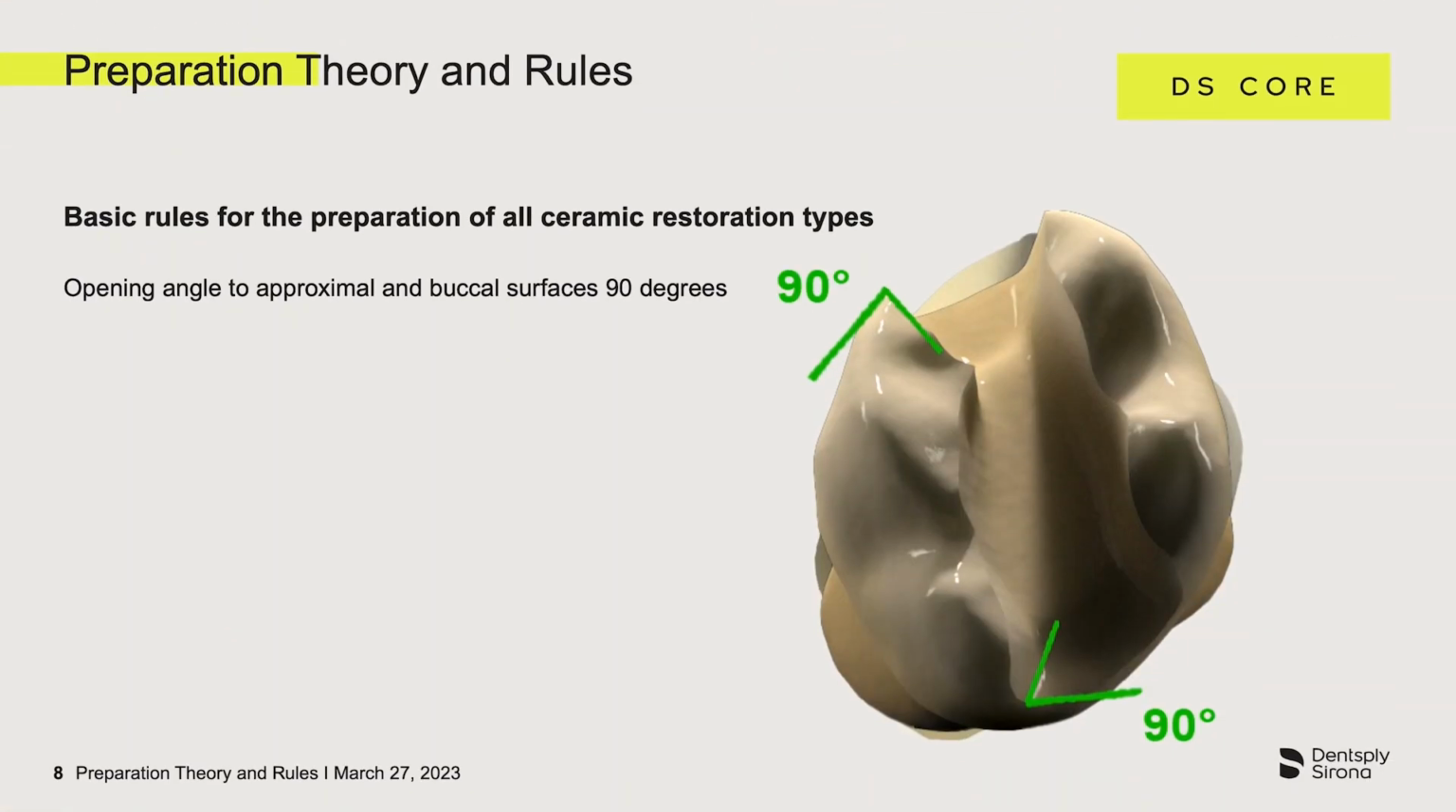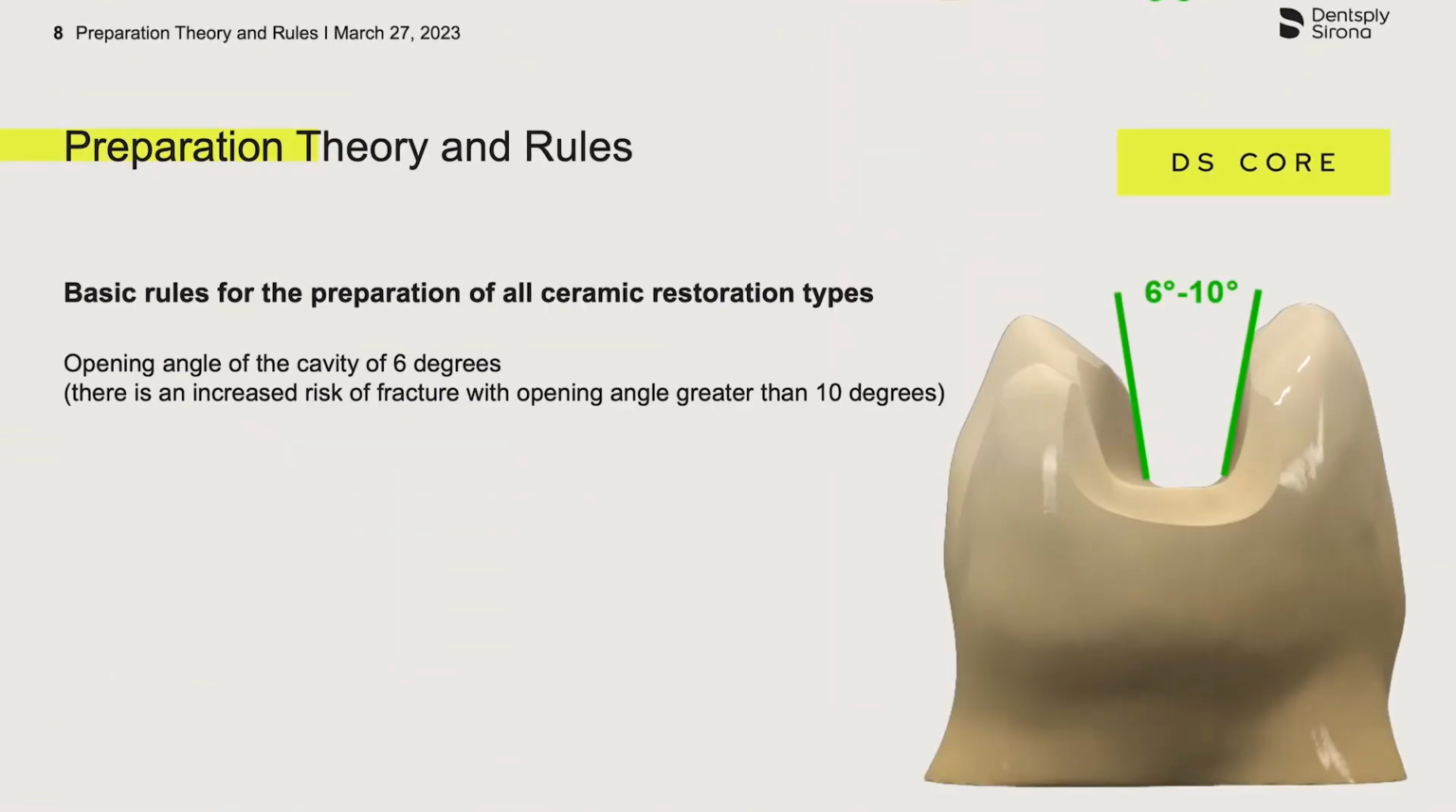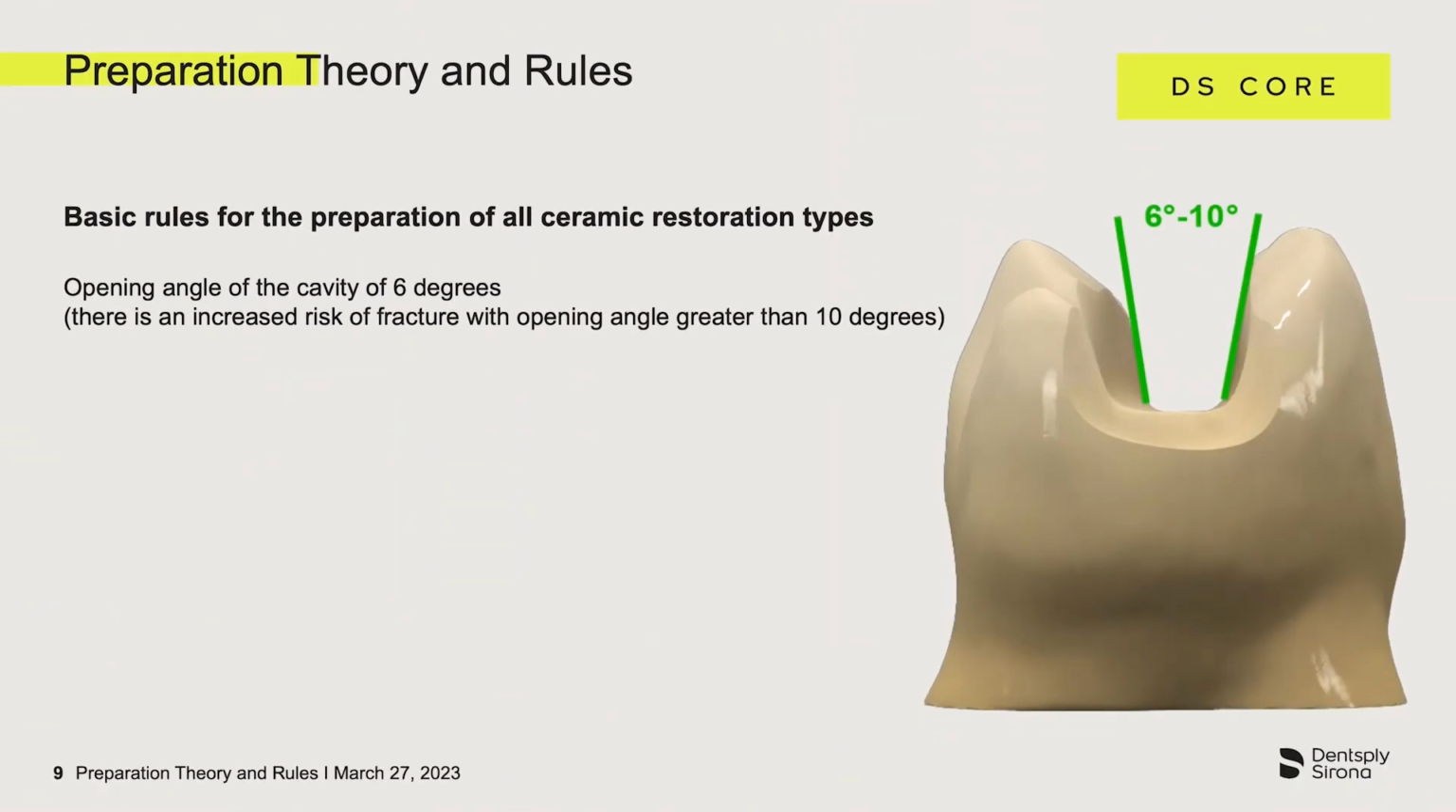The next picture shows us the cavity from the occlusal view. It should be noted here that the opening angle to proximal and buccal surfaces should be 90 degrees in order to minimize leaking ceramics and the associated fractures. If you look at the cavity from the proximal side, you should aim for an opening angle of 6 to 10 degrees. An opening angle of more than 10 degrees increases the risk of a fracture of the ceramic at the transition to the occlusal surface.